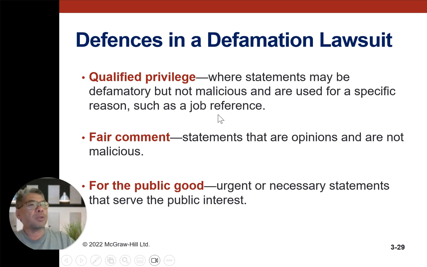Defense in a defamation lawsuit. What are the defenses? Qualified privilege, where a statement may be defamatory but not malicious and is used for strict reasons such as job references. Fair comment, where statements are opinion and not malicious. Okay, this is the defense strategy. For the public good, urgent or necessary statements that serve the public interest.